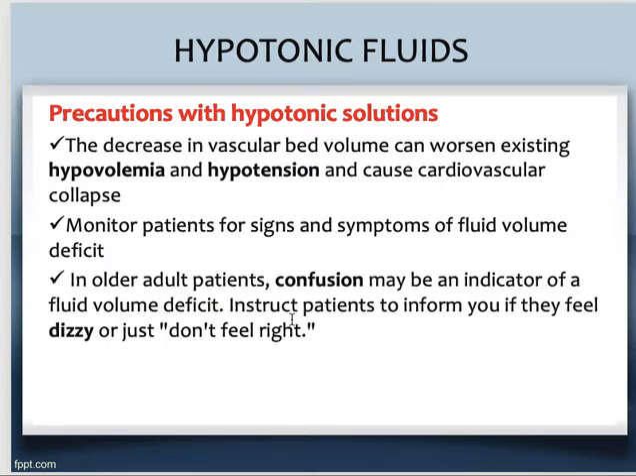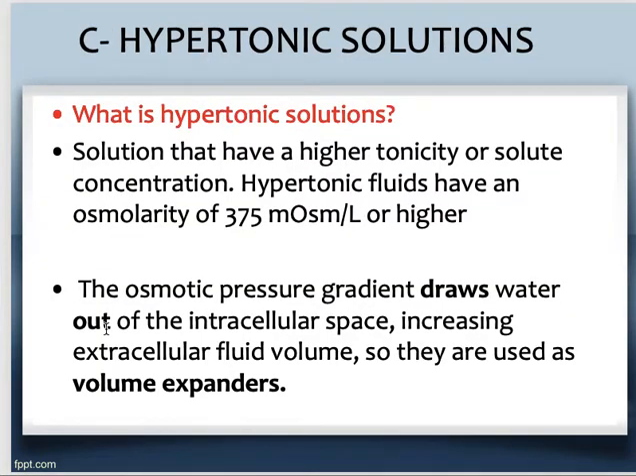So I remember this thing, right? After hypotonic fluids, the next one is hypertonic solutions, and of course their tonicity is more than that of plasma. If you know the osmolality of the plasma, you can remember that they will be more than that. For example, here their osmolality is around 375 milliosmol per liter.